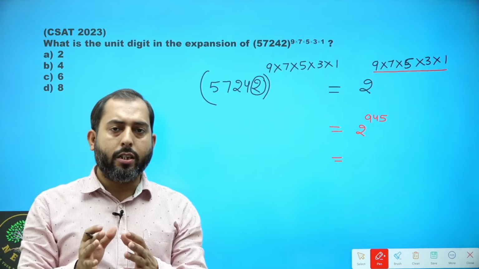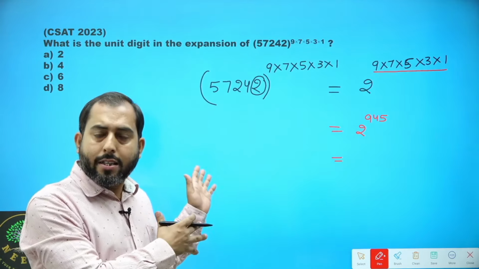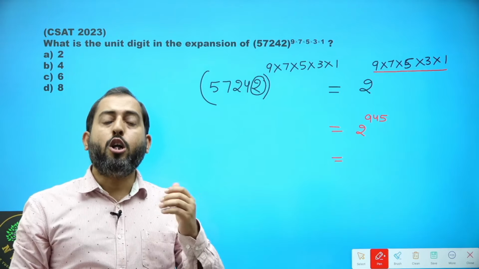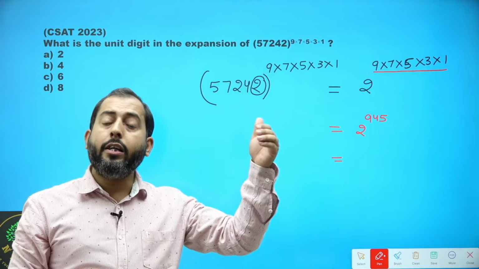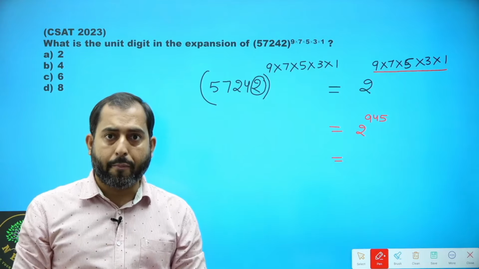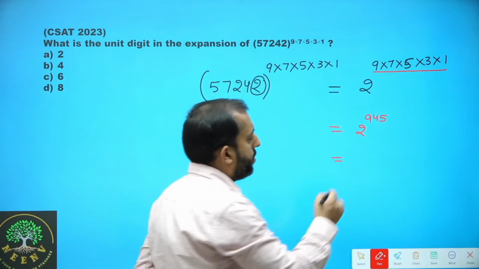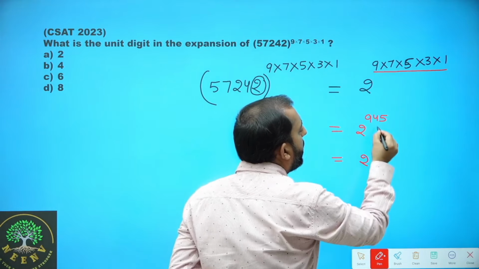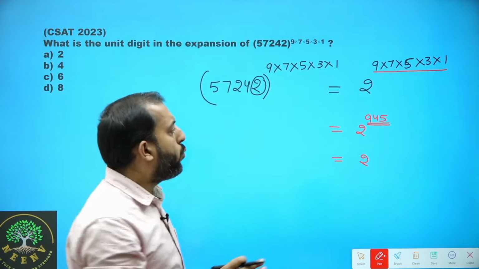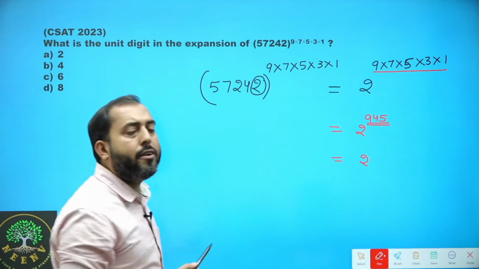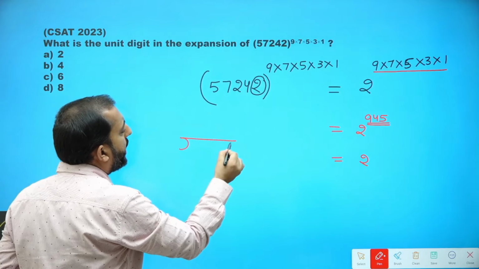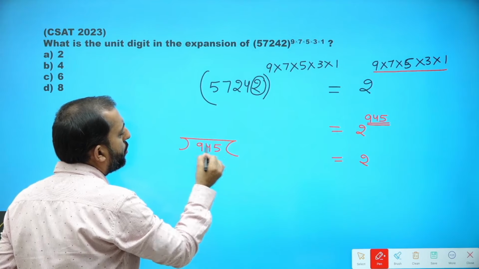We just learned in the last slide, where I have written a lot of points, that 2 raised to the power any multiple of 4 will produce 6 as the unit digit, right? Now I have to find out whether this 945 is a multiple of 4 or not. To do this, divide 945 by 4.